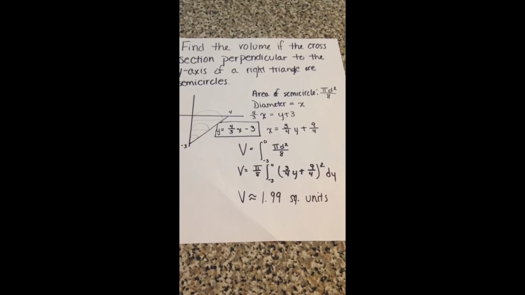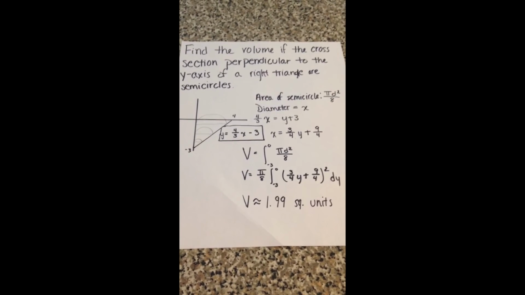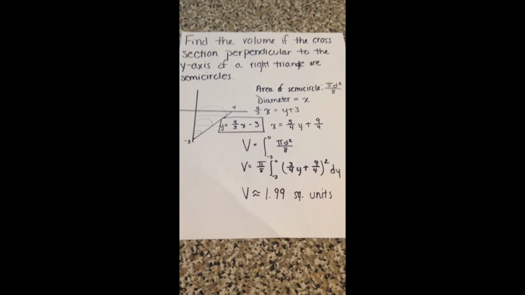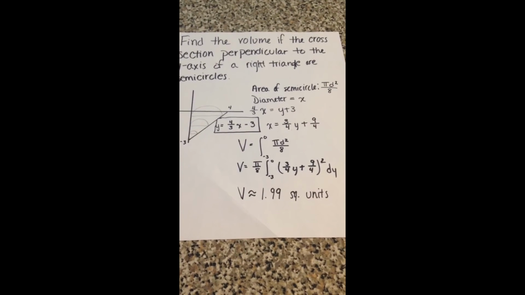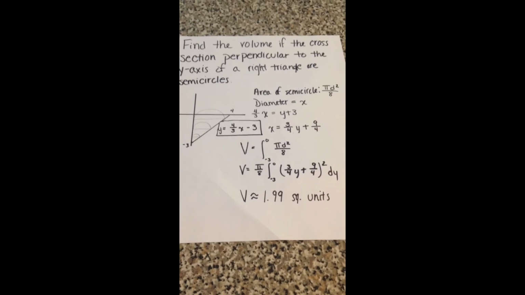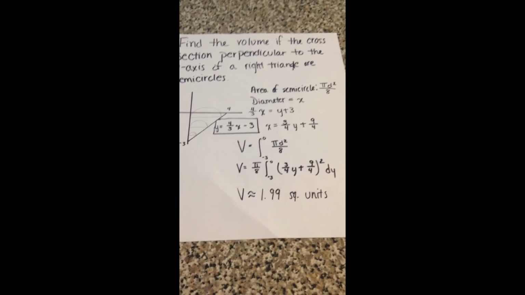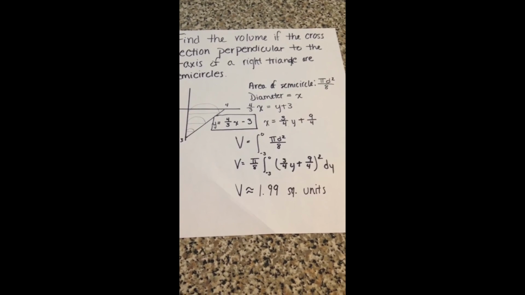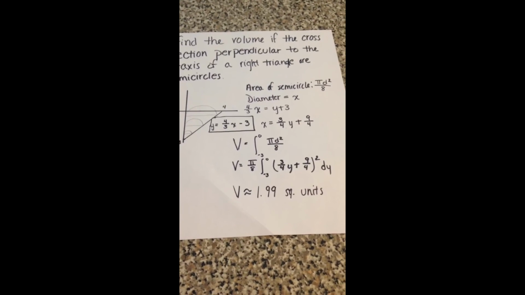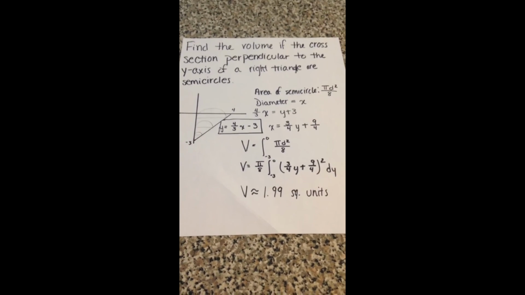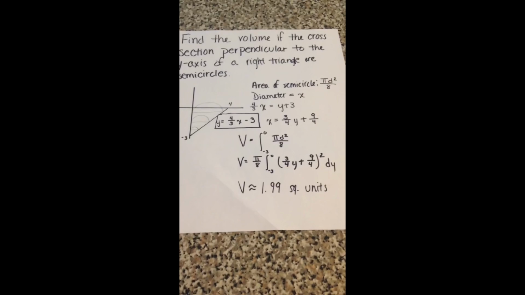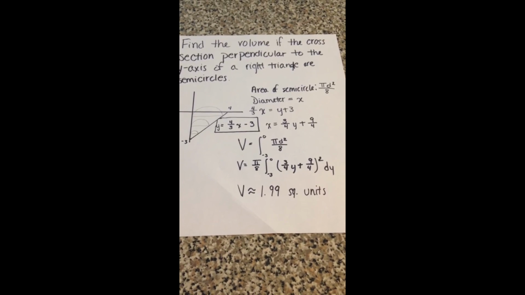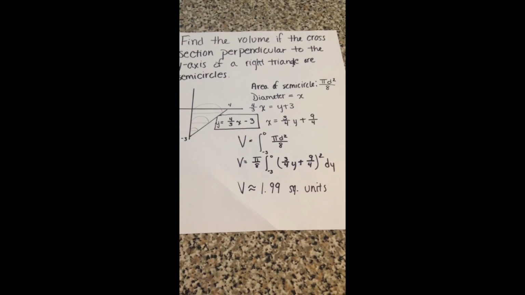From there, we can take the volume by using the integral from -3 to 0 of pi times the diameter squared over 8. And that will be pi over 8 times the integral from -3 to 0 of (3/4 y plus 9/4) squared dy. So this time we're integrating with respect to y instead of x. If you plug that into your calculator, your answer is 1.99 square units.